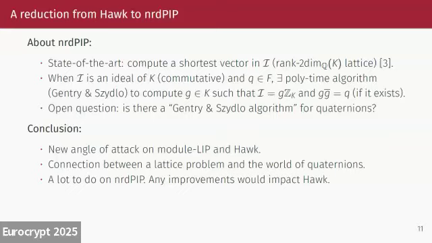So to conclude, we proved a connection between a lattice problem, between modules of rank 2, to the world of quaternions. To our knowledge, this is the first time. Quaternions are something isogenists are more used to. So this might be a new angle of attack on Hawk. And so the big open question is to understand better the cryptanalysis of the reduced norm principal ideal problem. Okay, so thank you.